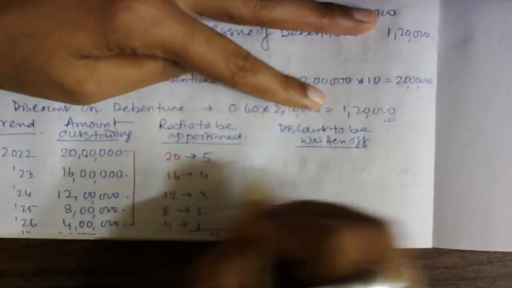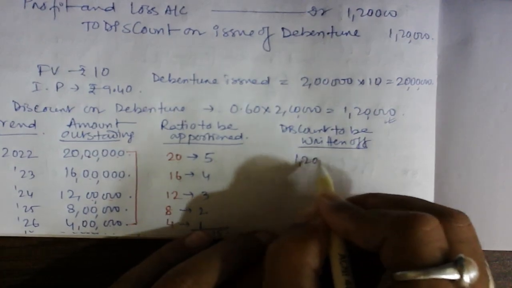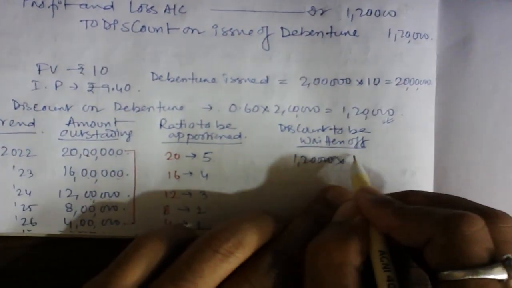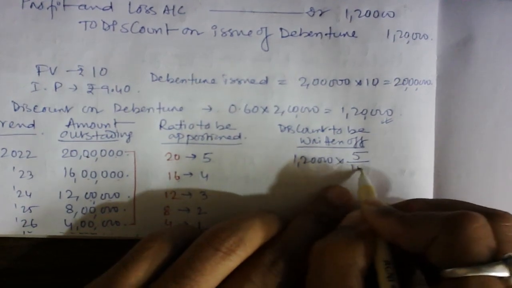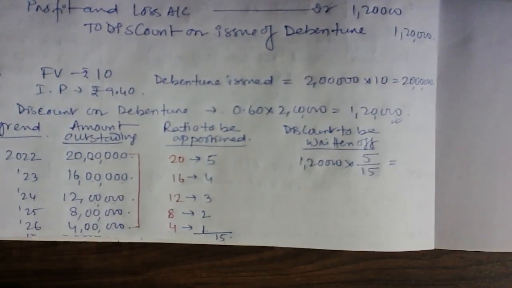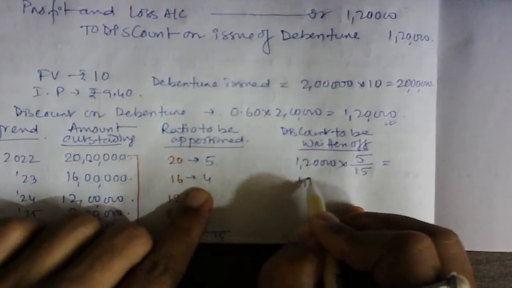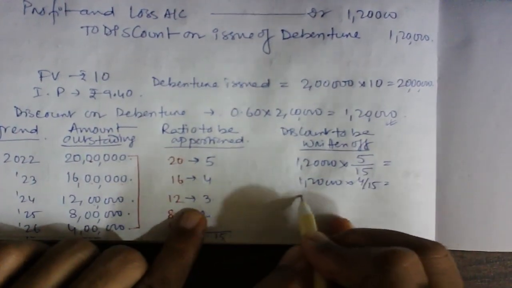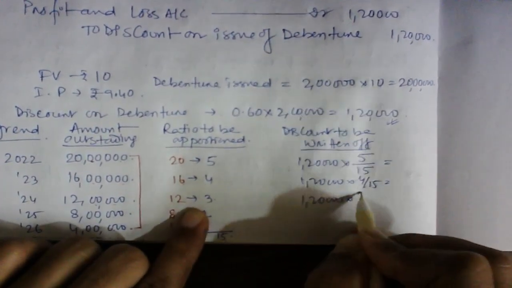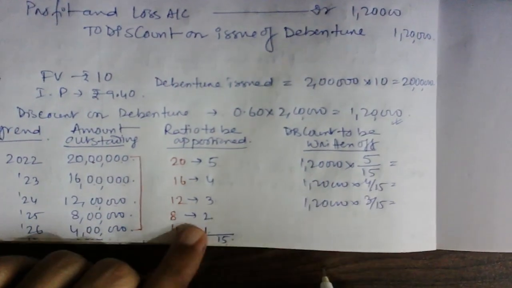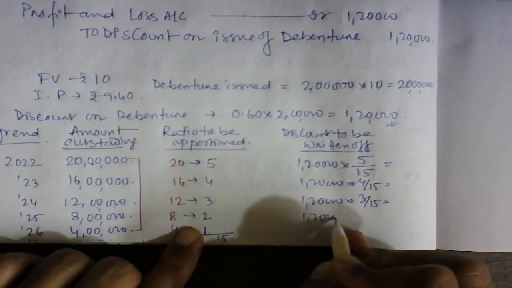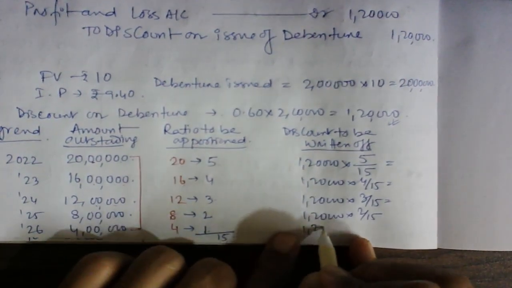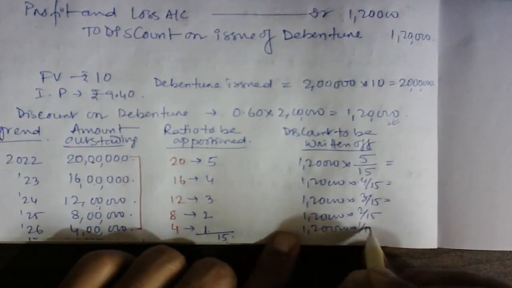So see, here I can write 1,20,000 at the end of 2022. The amount of discount to be written off is 5/15 on a proportionate basis. Here 1,20,000 into 4/15. Here 1,20,000 into 3/15. Here 1,20,000 into 2/15. And here 1,20,000 into 1/15.